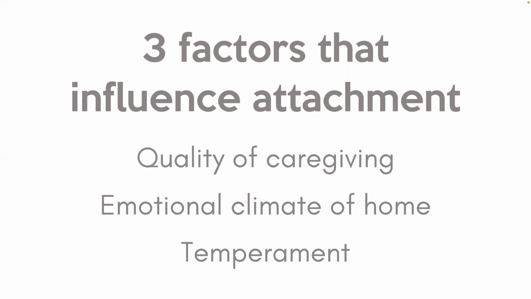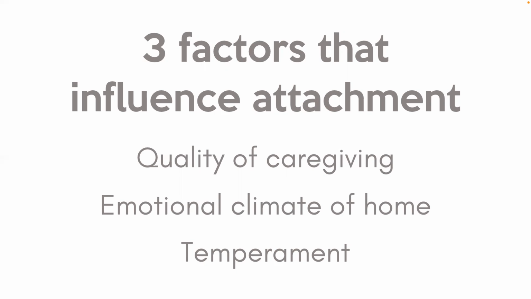So when we're talking about that attachment bond, when we're talking about filling needs and building trust, we're going to get curious about the quality of caregiving. This is the main bread and butter of the work that I do with parents: improving the quality of their caregiving. The second factor that influences attachment, that attunement to making and repairing mistakes, is the emotional climate of the home. We're going to get into what that is.